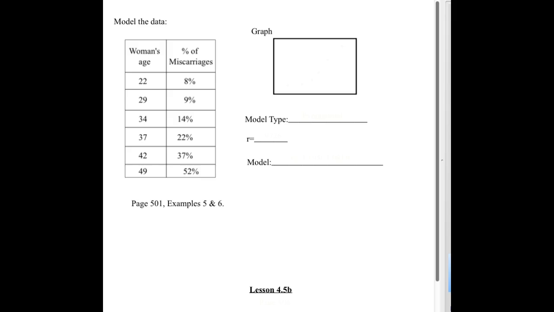Okay? All right, now go to y equals. Let's clear it out, that old equation, and let's go to stat edit, and let's clear out those lists. Okay, I'll give you a couple seconds here. Go ahead and put women's age in list 1 and percent of miscarriages in list 2.